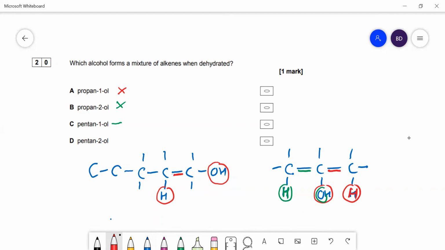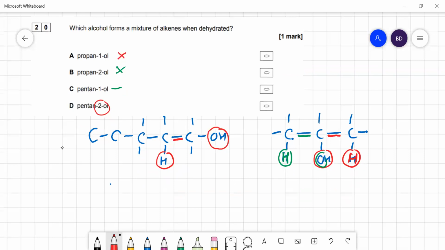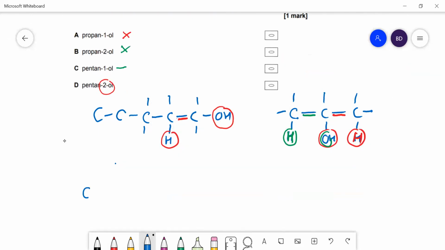But if you get pentan-2-ol, well, that can give you 2 alkenes. Let's just see why. There's my 5. Okay, got an OH there. That one's a red hydrogen. That one is a green hydrogen. If you remove the red hydrogen, you're going to get the double bond between 2 and 3. That's pent-2-ene. If you remove the green, you're going to get the double bond between 1 and 2. That's pent-1-ene. So D is the answer there.